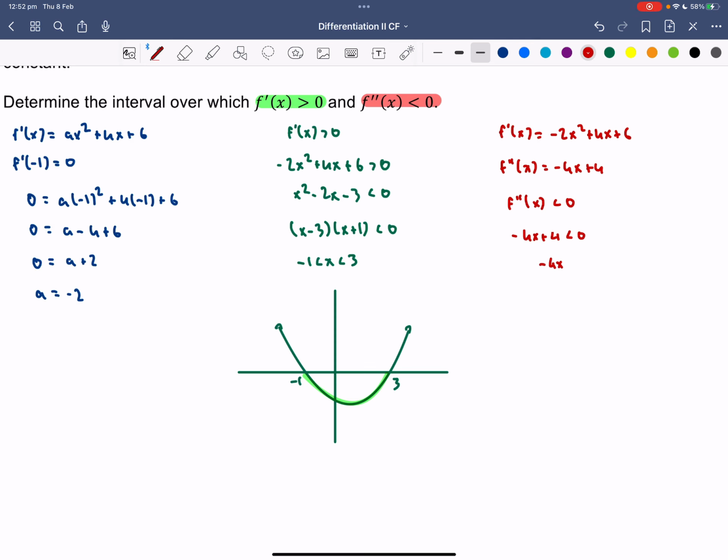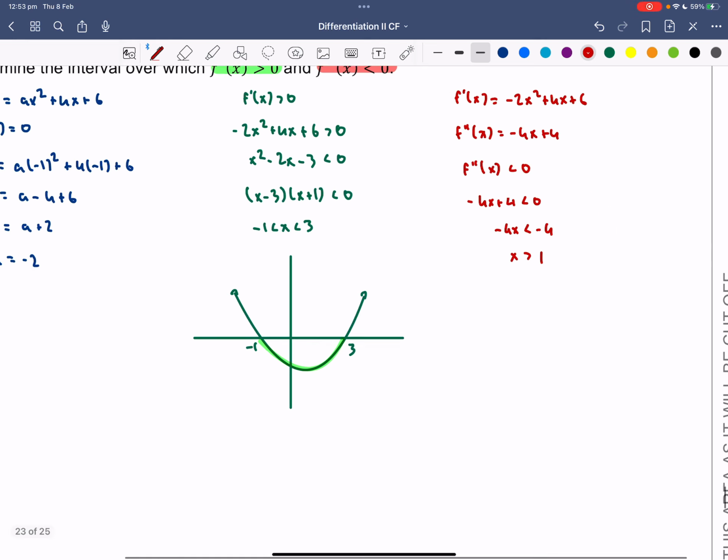Okay, so minus 4x less than minus 4. Again, I'm dividing both sides by a negative number. So if I divide an inequality by a negative number, I must flip the sign. All right, so I have x more than 1. All right, those are my two requirements.